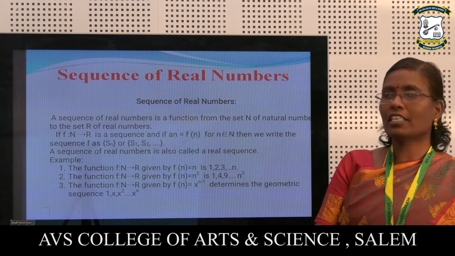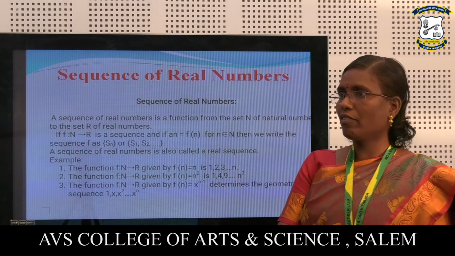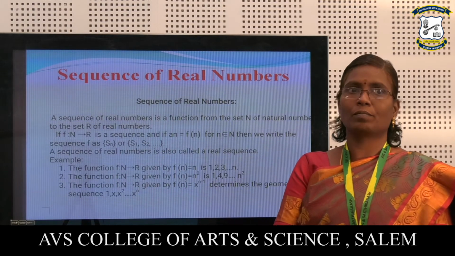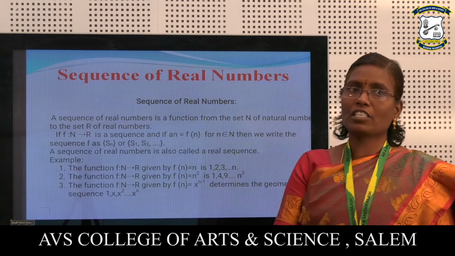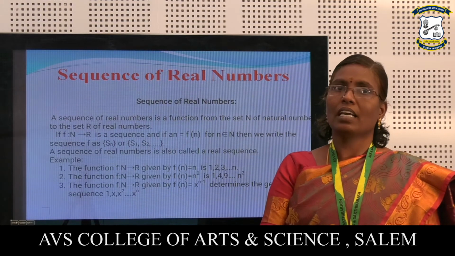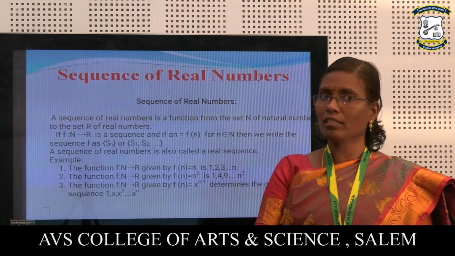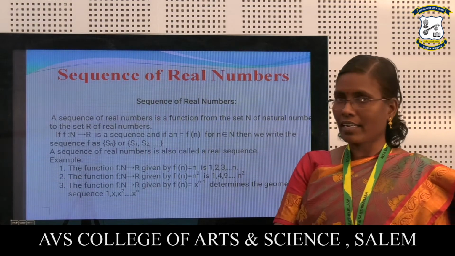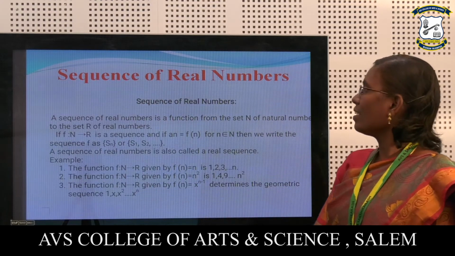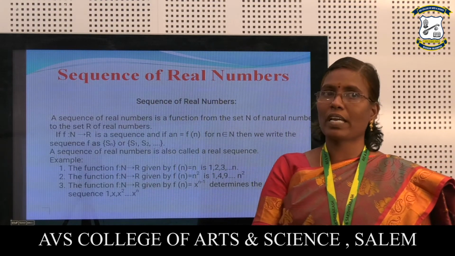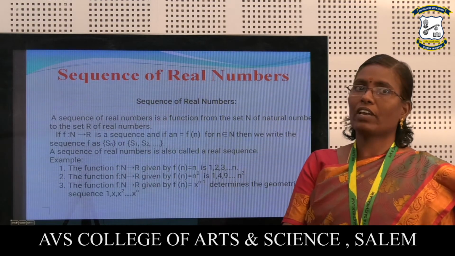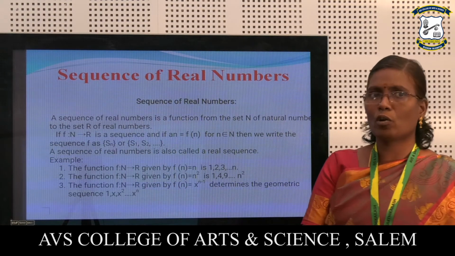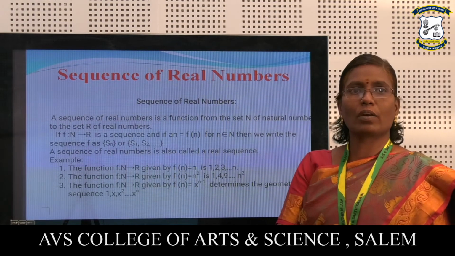Examples: the function f from N to R given by f of n is equal to n is 1, 2, 3, etc., n. Second, the function f from N to R given by f of n is equal to n square is 1 square, 2 square, 3 square, etc., that is 1, 4, 9, etc., n square. The function f from N to R given by f of n is equal to x power n minus 1 determines the geometric sequence 1, x, x square, etc.